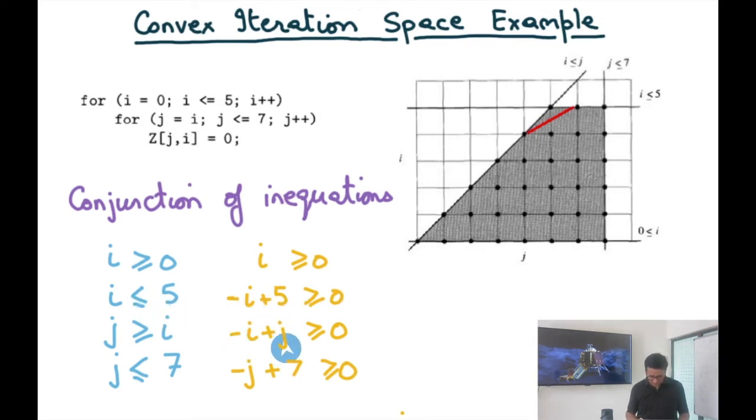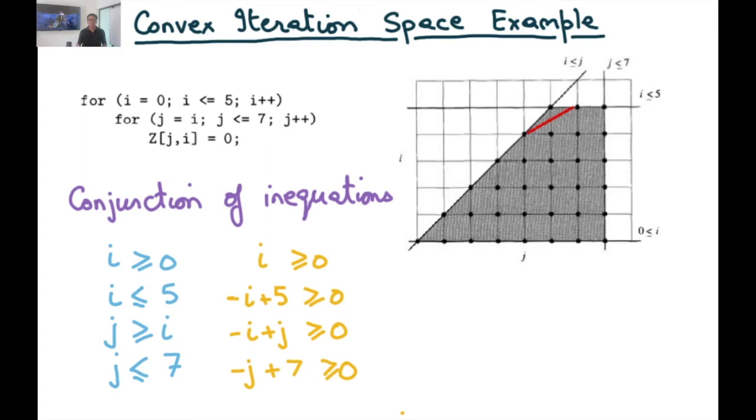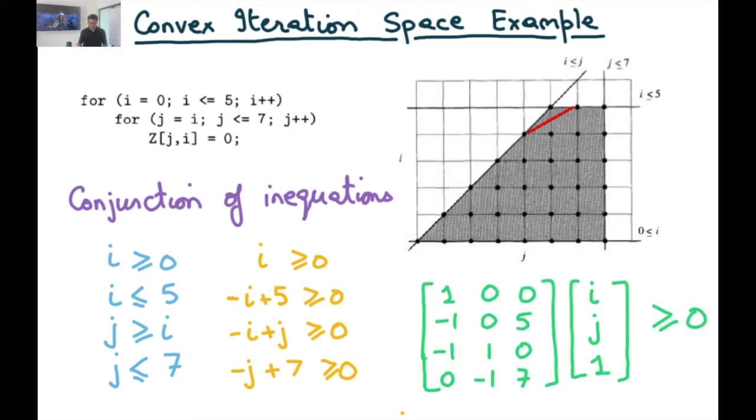minus i plus j is greater than or equal to 0 and minus j plus 7 is greater than or equal to 0. Notice that in my constraint, I'm mandating that it should be a greater than or equal to inequality, and I can just rearrange my elements so that I always get a greater than or equal to 0 on the right hand side. I'm doing this so that I have an easier representation of these inequalities. And here is a matrix method of representing these inequalities.